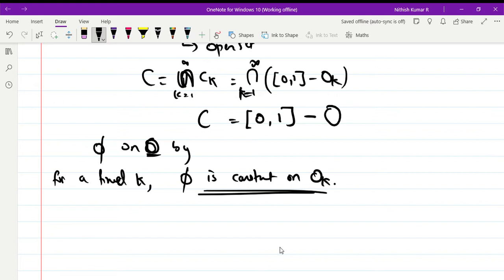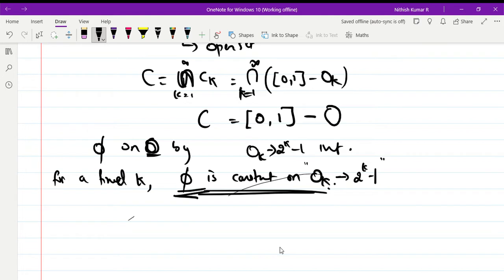In particular, since O_k is a union of 2 to the power k minus 1 intervals, small correction, this O_k is a union of 2 to the power k minus 1 intervals. Hence, we are defining this phi on O_k. It takes 2 to the power k minus 1 values. That means in each of the intervals, this phi takes a constant value.